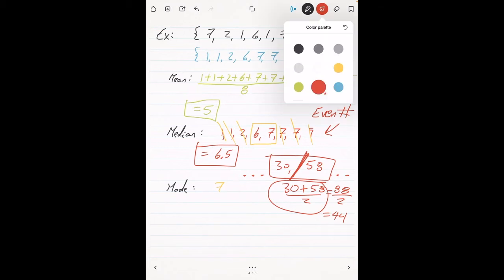Now for the mode, again, this was fairly easy. You can go through and see, oh, well, there's 2 1s, but wait a minute.